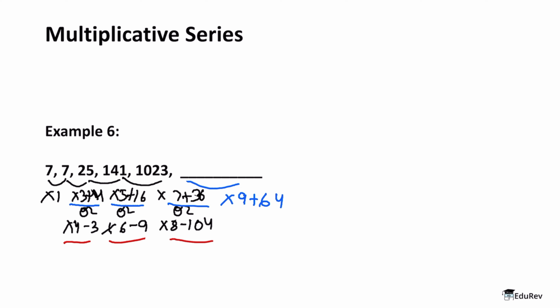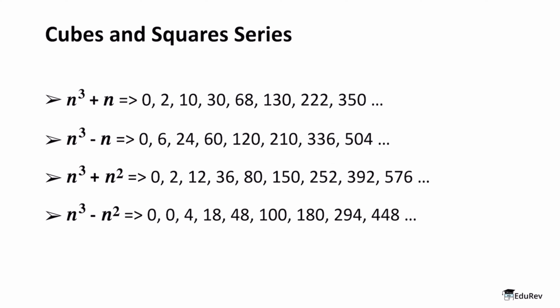So we have to multiply 1023 by 9 into 64. And the answer to that would be 9271. So this would be the correct answer for our example number 6 multiplicative series. Great. Now let's look at another type of series, which is the cubes and squares series.